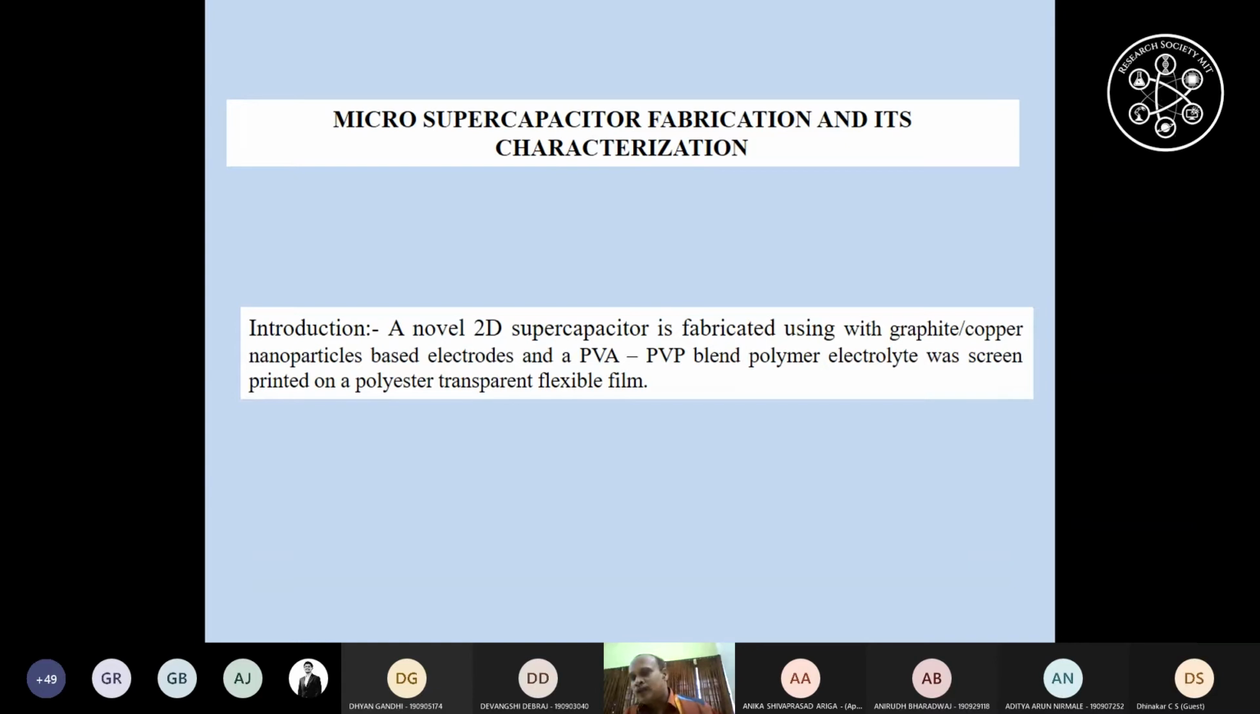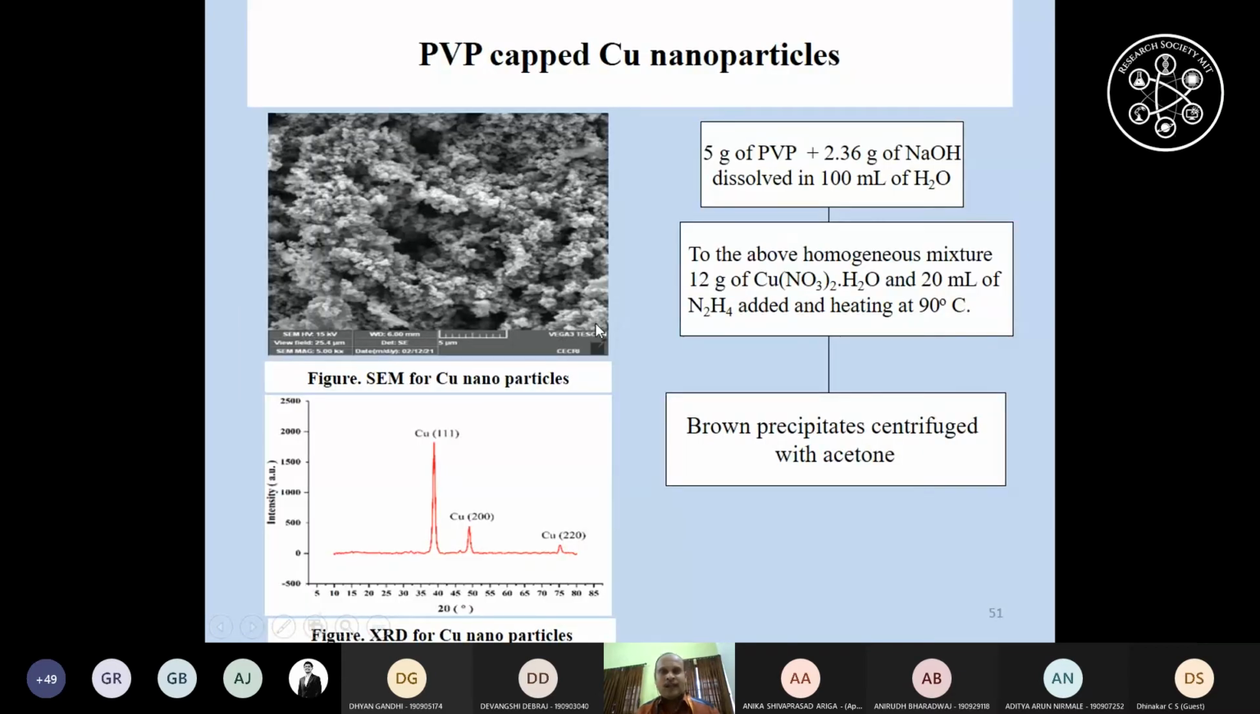Next, of course, I would like to discuss related work. Your Research Society co-president Achinanya did this work: micro supercapacitor fabrication and its characterization. He has taken the same type of blend biopolymer electrolyte and synthesized copper nanoparticles in our lab. PVP capped copper nanoparticles, polyvinylpyrrolidone capped, which we have confirmed with SEM and XRD.